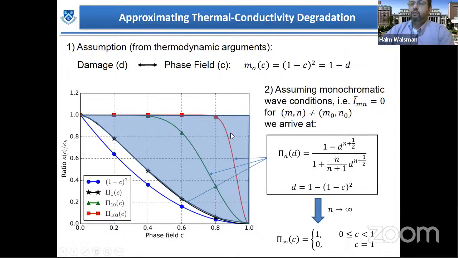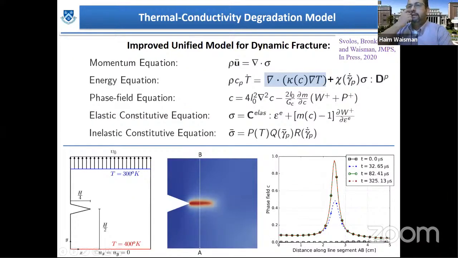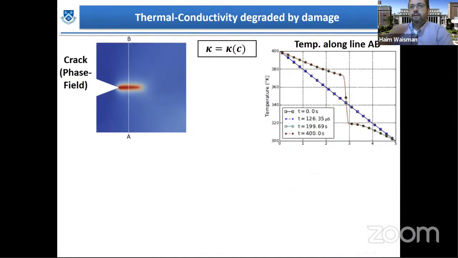Right? So we argue that in order to degrade the thermal conductivity, we should use this function. So now let's see some of those results here. We go back to our model and now introduce thermal conductivity to be a function of the phase field in addition. And we repeat exactly the same problem as we had before. Mode 1 fracture with thermal gradient. The phase field behavior is the same, but now let's look at the thermal response.